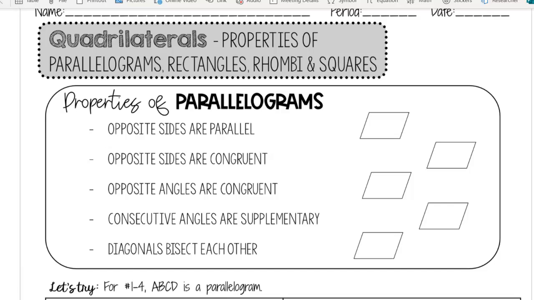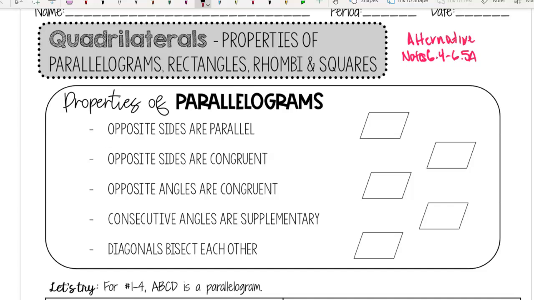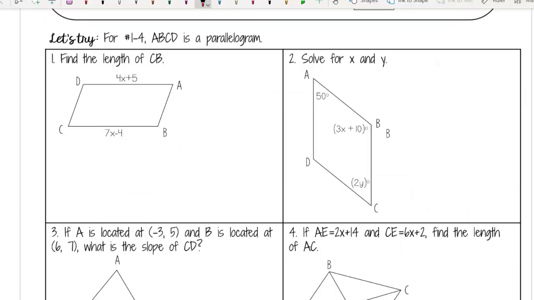This is note 6.4 to 6.5a. It's an alternative to the 6.4 to 6.5a notes you may have in your OneNote. I just like this one a little bit better than what we've got there. The first part of this starts about properties and review.